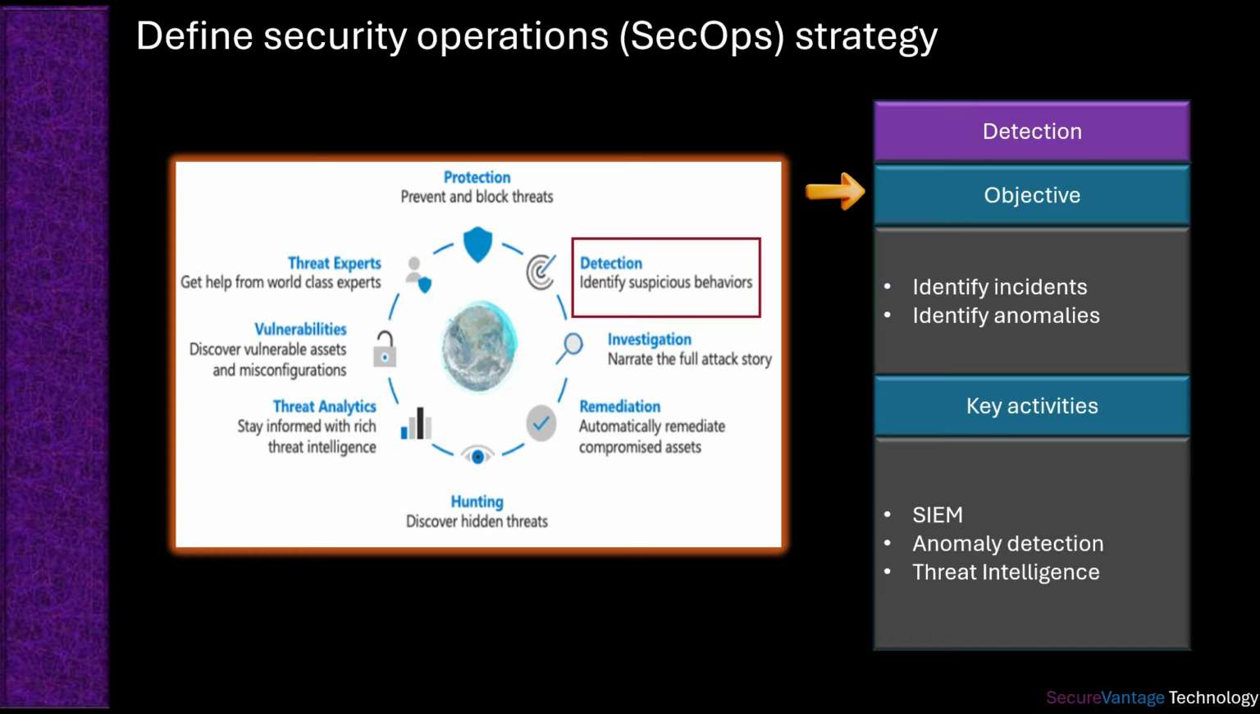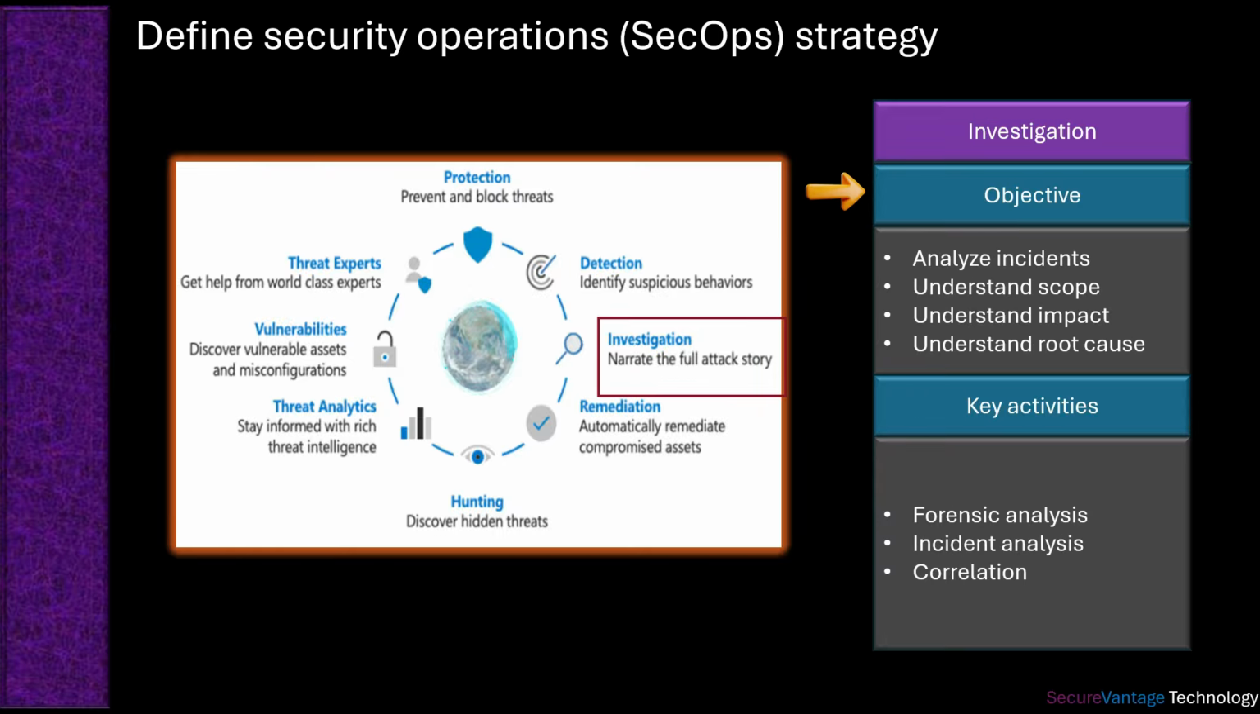The key objective of the detection is to identify security incidents and anomalies in real time and enable a swift response to potential threats. The key activities that are done as part of the detection are implement SIEM, detect anomaly, and use threat intelligence. Using SIEM systems, organizations collect, analyze, and correlate security event data from across the organization. Anomaly detection leverage machine learning and behavior analytics to detect deviations from normal patterns, which may indicate a breach. And using threat intelligence, organization can continuously monitor threat feeds and update detection mechanisms with the latest threat indicators.